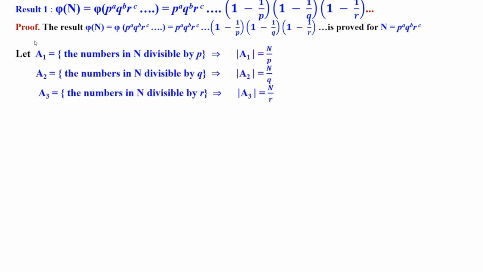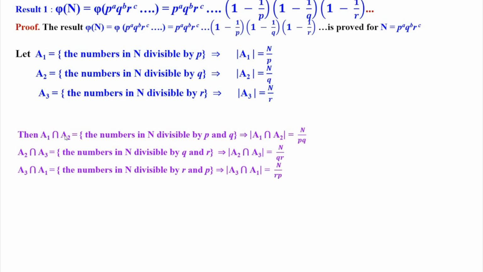As we did in the example, we write A1, A2, A3: A1 is the set of all numbers in n divisible by p, A2 is the set of all numbers in n divisible by q, and A3 denotes the set of all numbers in n divisible by r. So from this we can easily see that the order of A1, that is the number of numbers divisible by p, is given by n by p, and in the same way for the second it is n by q, and for the third we have n by r.